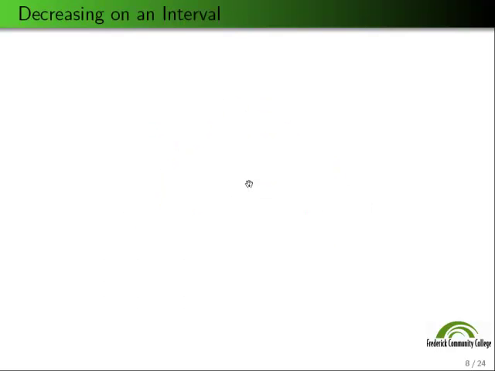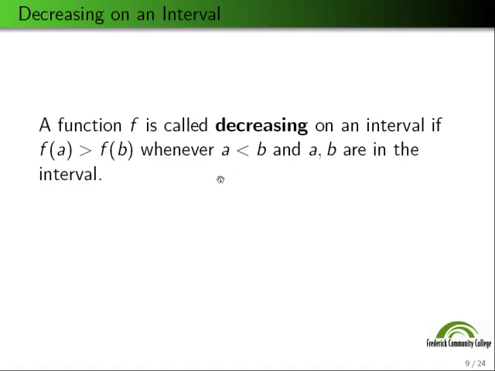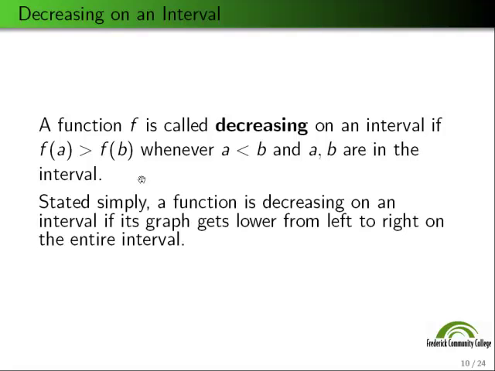Now we want to define what it means to be decreasing on an interval. A function f is called decreasing on an interval if f of a is greater than f of b whenever a is less than b, and a and b are in the interval. That is, as you go from left to right, b is a bigger input than a, but its output is less than a. So we're getting smaller as we go from left to right. We're sliding down the graph. Stated simply, a function is decreasing on an interval if its graph gets lower from left to right on the entire interval.